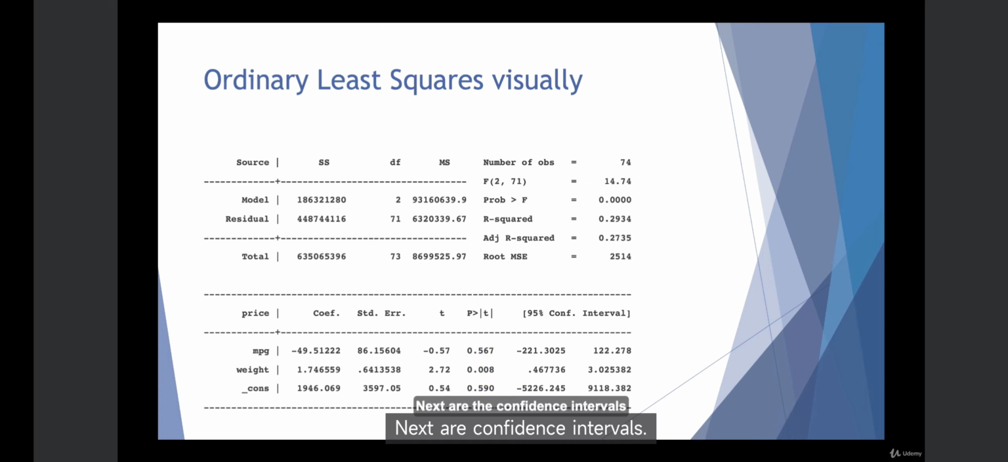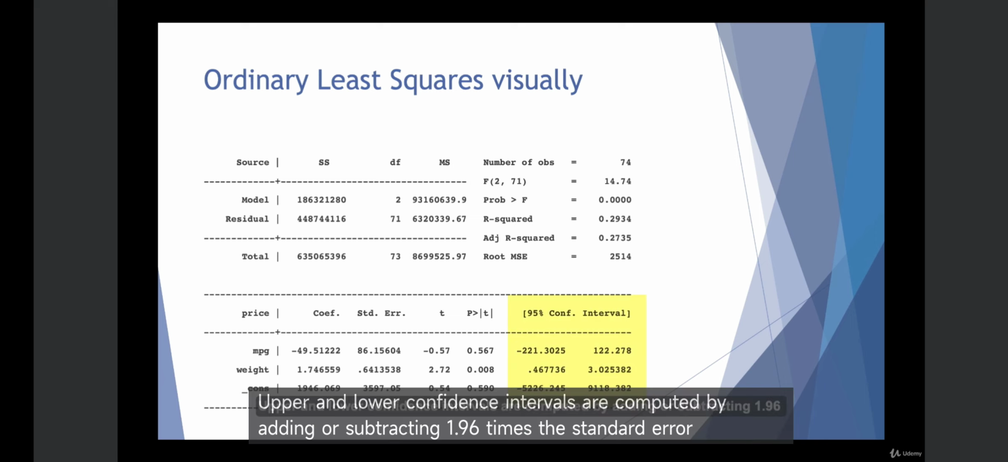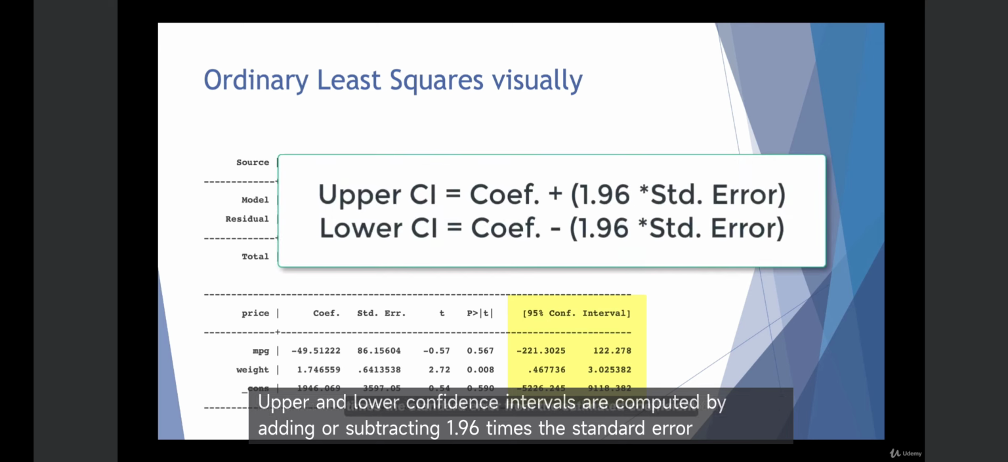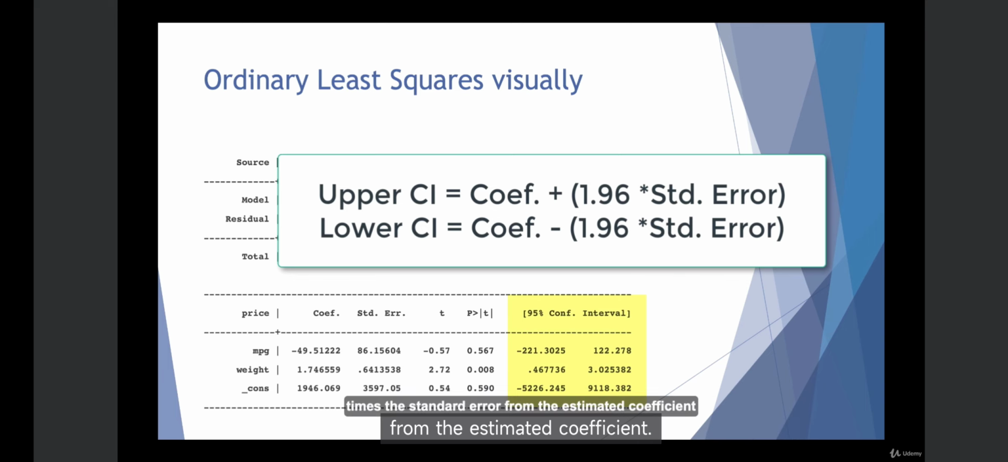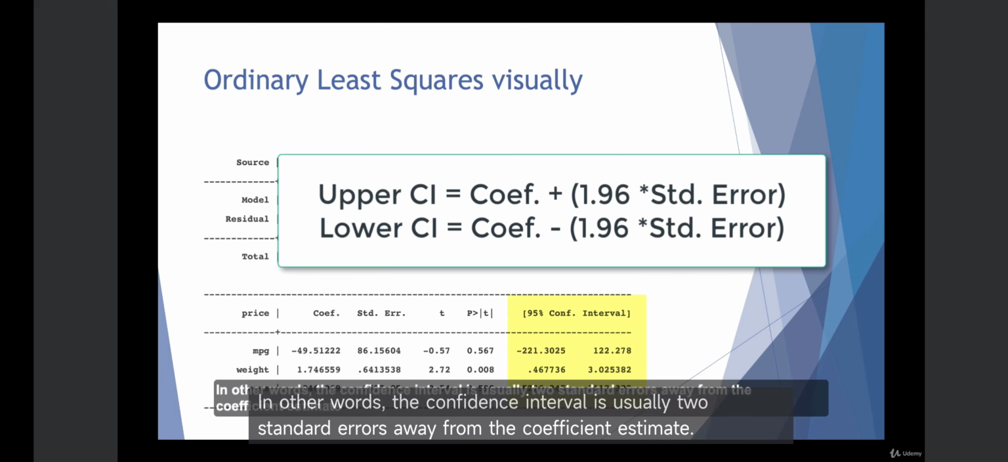Next are confidence intervals. There is an upper and lower confidence interval. Upper and lower confidence intervals are computed by adding or subtracting 1.96 times the standard error from the estimated coefficient. In other words, the confidence interval is usually 2 standard errors away from the coefficient estimate.